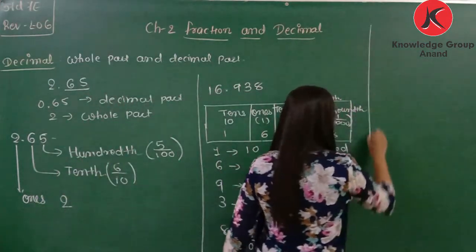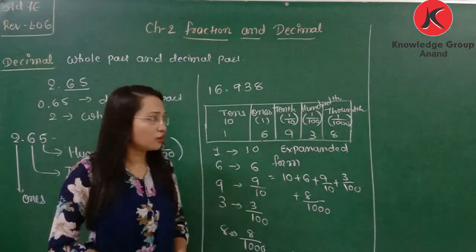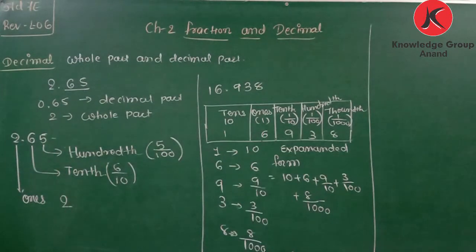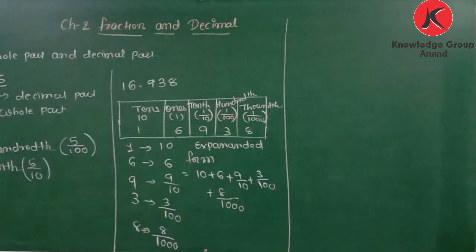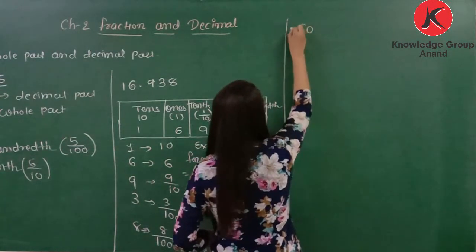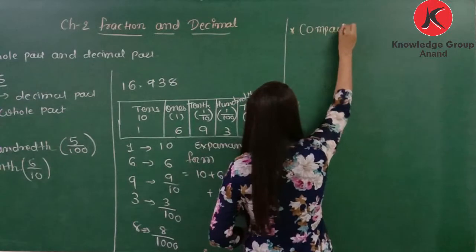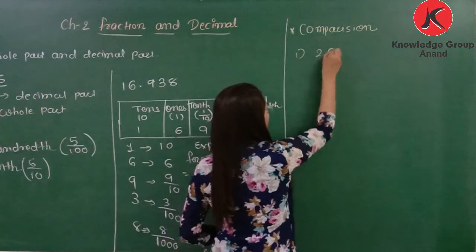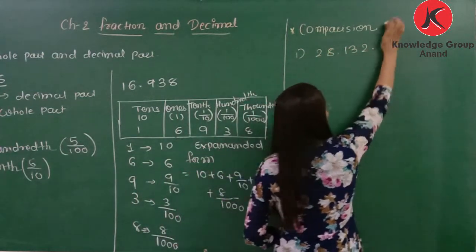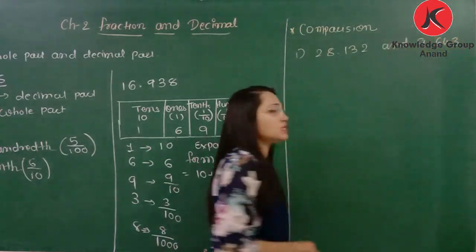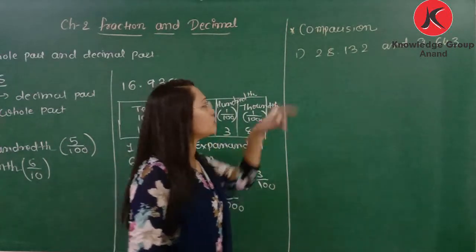Also we learn about the addition and subtraction of decimal numbers. So let's take some examples. Before addition and subtraction, we also learn about the comparison of decimal numbers. If we want to compare two decimal numbers, and we have these two numbers, then we need to start from the first digit.